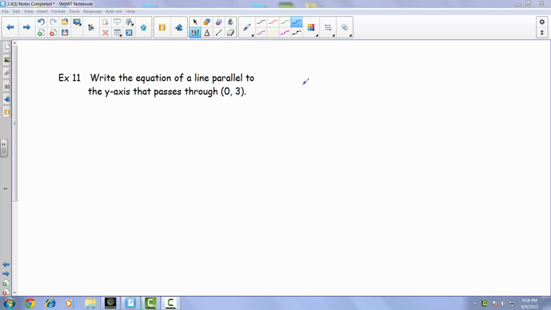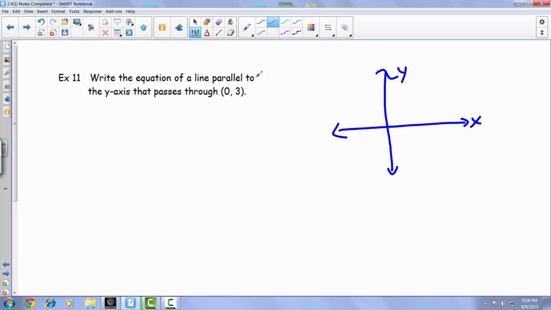Here we are at example 11 from our 2.4 number 1 set of notes. We're asked to write the equation of a line that is parallel with our y-axis and passes through the point 0,3. So if I just go ahead and draw an xy plane, we are looking for a line that is parallel to our y-axis.